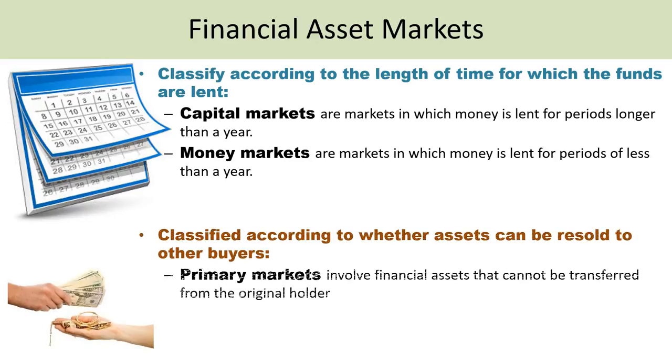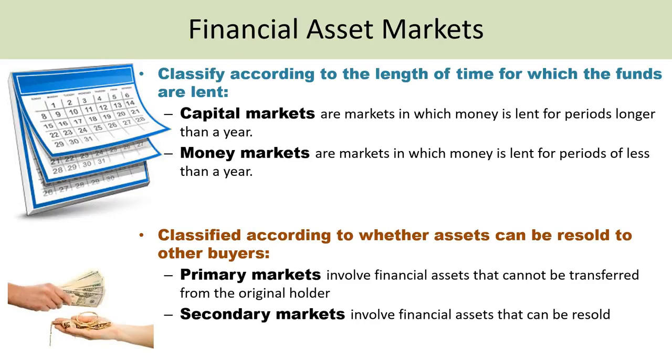I can also classify markets on whether or not you can resell that asset to a buyer. If I am participating in a primary market, I am investing in financial assets that cannot be transferred from the original holder, as opposed to a secondary market where, when it's time for me to turn them into money again, if it's not quite time for the investment to be over, I can turn that into money by selling it to somebody else.